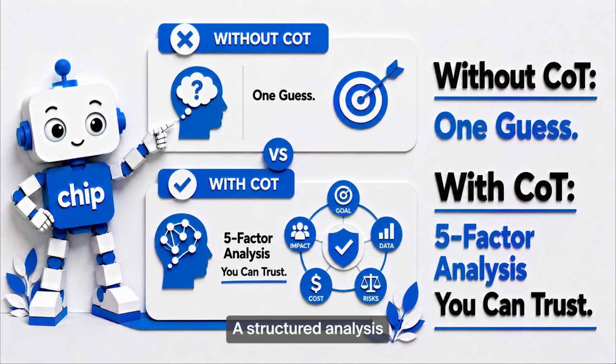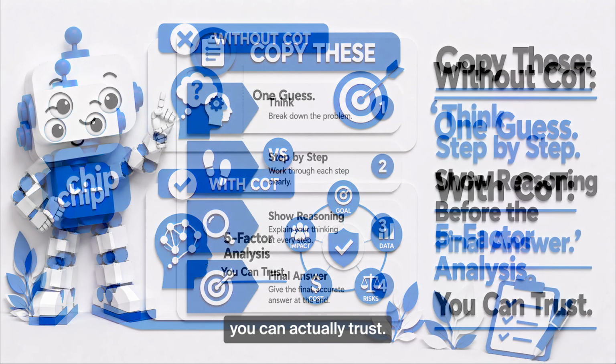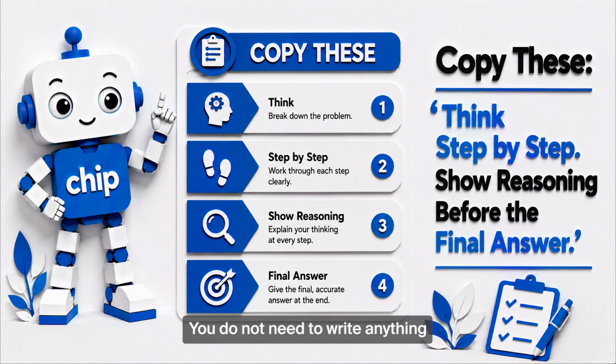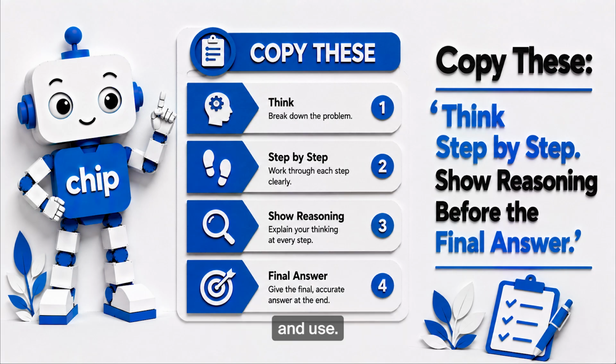Response: a structured analysis of 5 factors: costs, staffing, demand, timing, risk, each explained clearly, with a final recommendation you can actually trust. You do not need to write anything complicated. Chain of thought works by adding one simple phrase to the end of your prompt. Here are the phrases to copy and use.